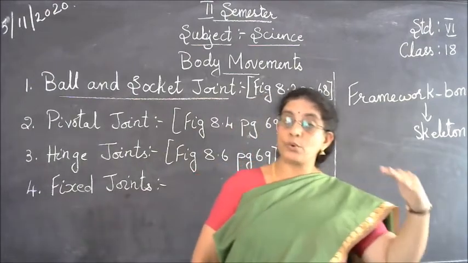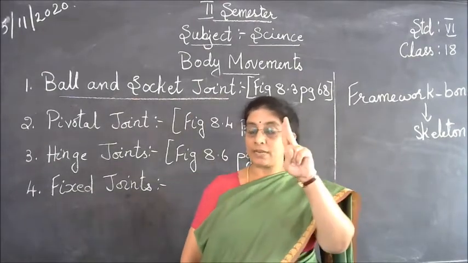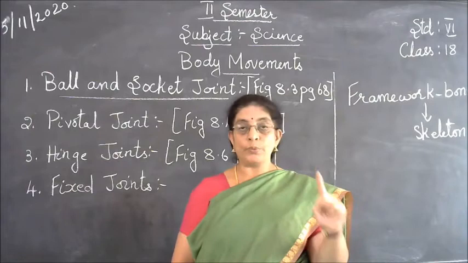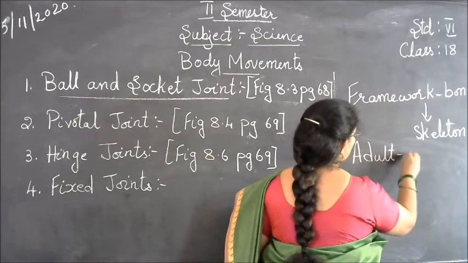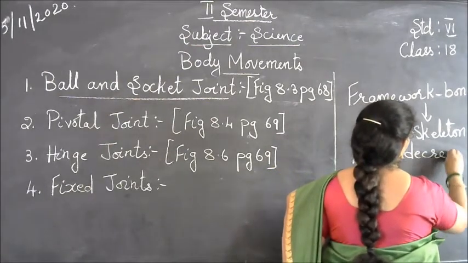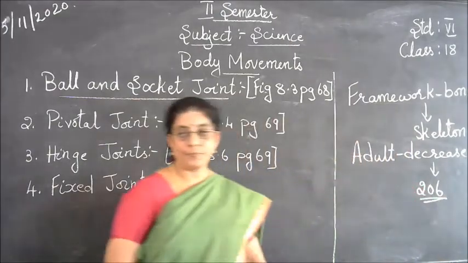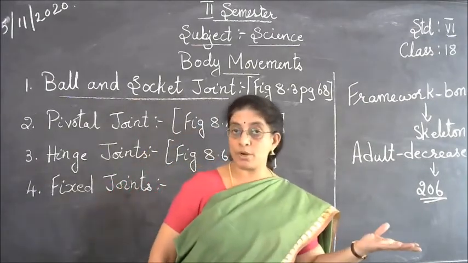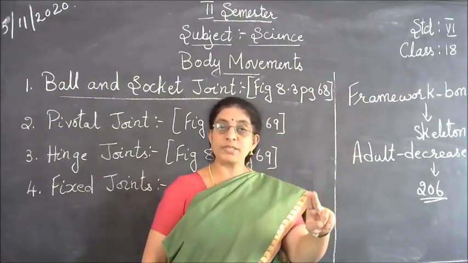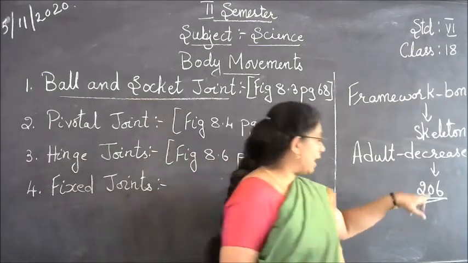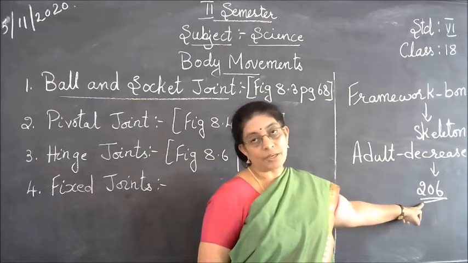As we keep growing, as we become adult, the bones will merge together. Merge means it will combine together and form one bone. So as we grow, the bones decrease and it comes to 206. When we are born, we have a greater number of bones, and as we grow, the bones merge together and the number of bones decreases. Finally, every adult will have 206 bones in our body.